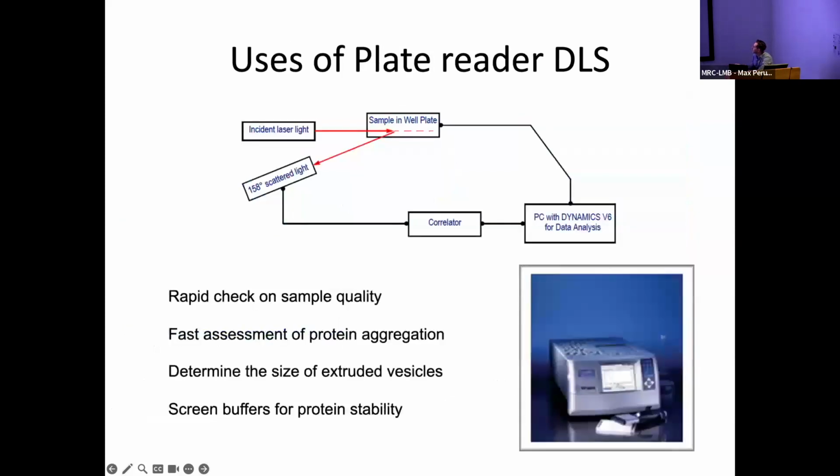So this is the plate reader version. You can do a rapid check on the sample quality, because larger molecules scatter a lot more light. It's really obvious if you've got aggregation or if you've got a problem, you see that immediately. So it's a fast assessment of protein aggregation. Use it to determine the size of extruded vesicles, and in this buffer screening.